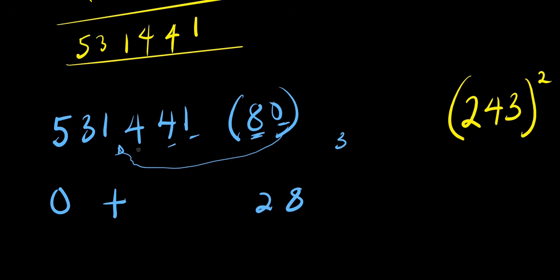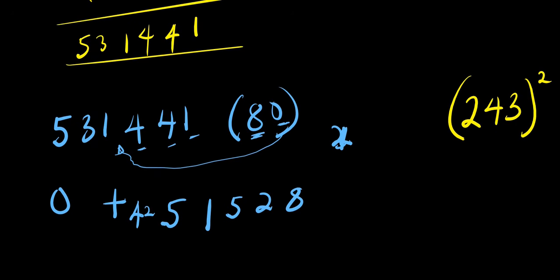8 will multiply 4 again. That is 32. 32 plus 3, that is 35. 5 and carry over 3. 8 will multiply 1, 8. 8 plus 3, 11. 1 and carry over 1. 8 will multiply 3, 24, 24 plus 1, 25. 5 and carry over 2. 8 will multiply 5, 40, 40 plus 2, that is 42.